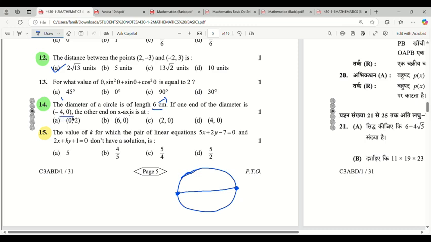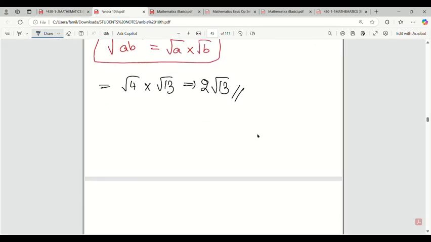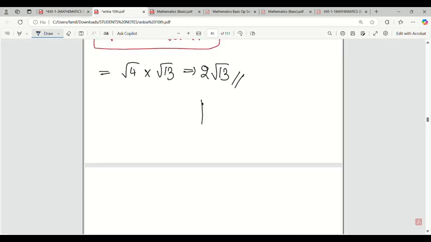One end of the diameter is already given, minus 4 comma 0. The other end is on the x-axis. What x-axis are we talking about? See, this is the graph which we are having. On the x-axis, if you are locating any point, suppose I am having 1, 2 and 3.